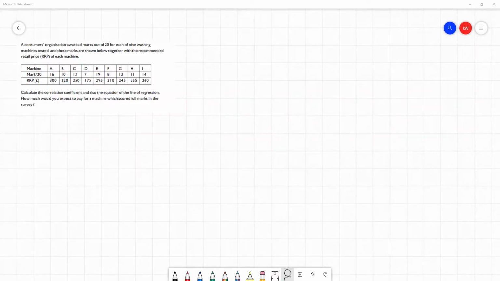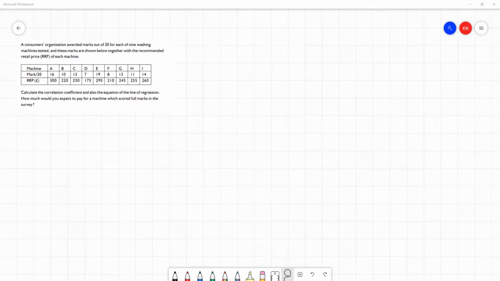In this video we're going to look at an example of a linear regression question. Here we've been given a data set that has information about a similar organisation, giving a score out of 20 to different washing machines and the price of that washing machine in each case. And we've been asked in the question to find the correlation coefficient between these two sets of data and the equation of the line of regression.